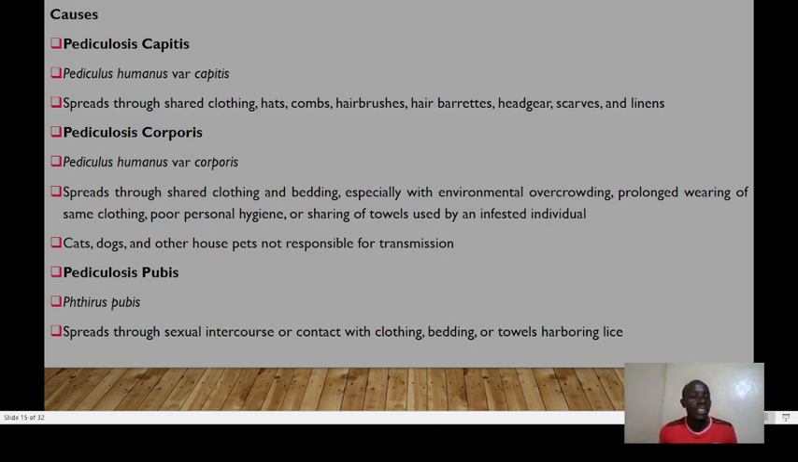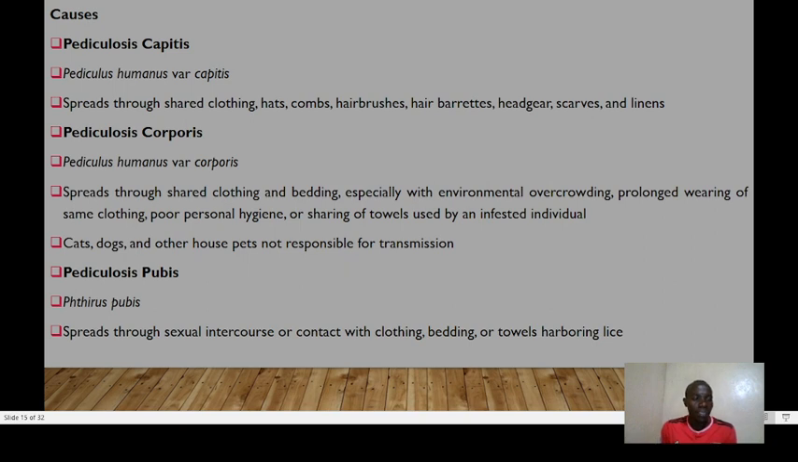So Pediculus capitis is the Pediculus humanus. It's spread through shared clothing, hats, combs, hairbrushes, headgear, and linen. Whereas the Pediculus corporis for the body spreads through shared clothing and bedding, especially with environmental crowding, prolonged wearing of the same clothes, poor personal hygiene, or sharing of items used by infested individuals. Cats, dogs, and other house pets are not responsible for the transmission. Okay?